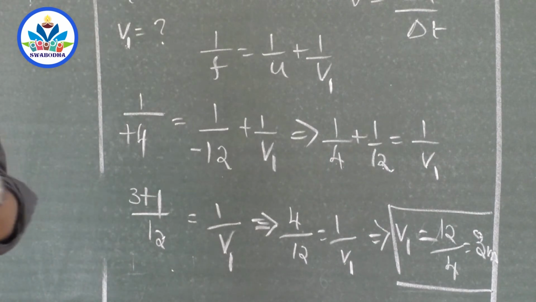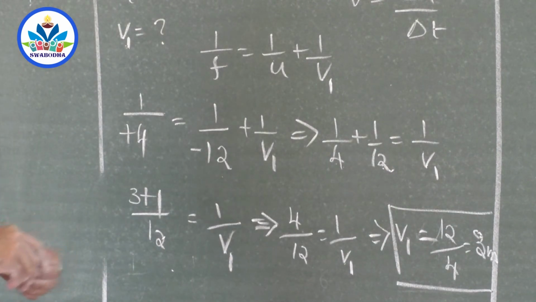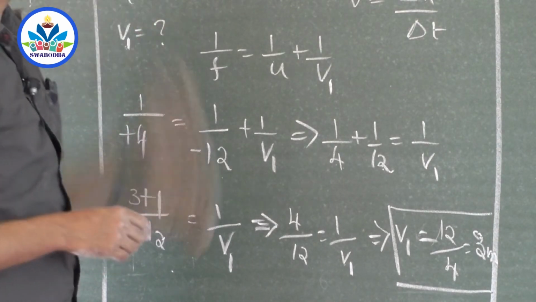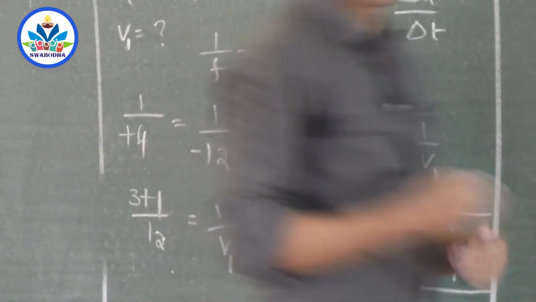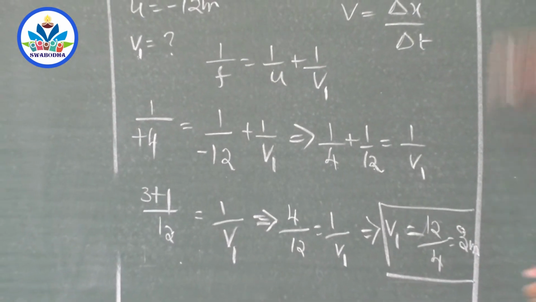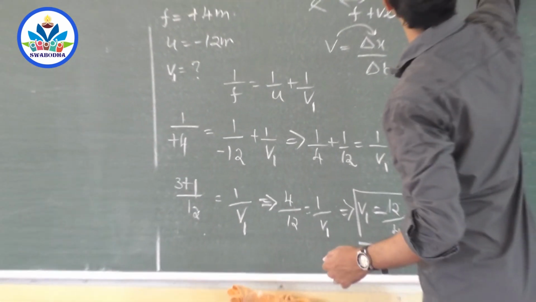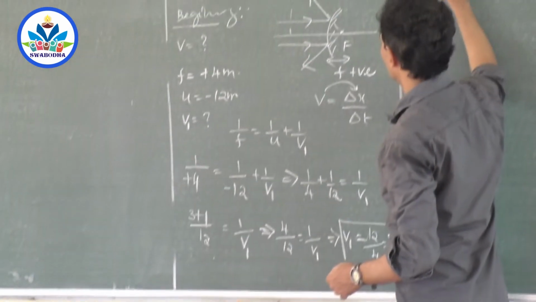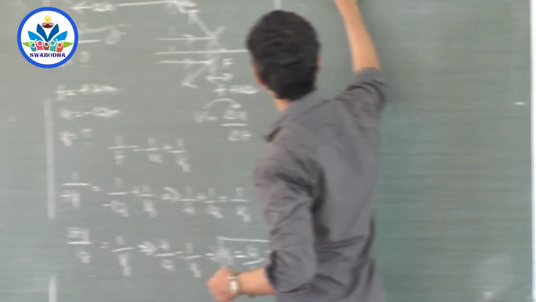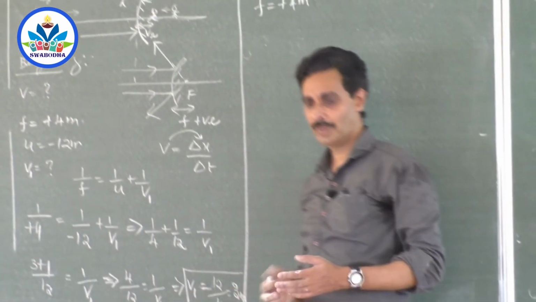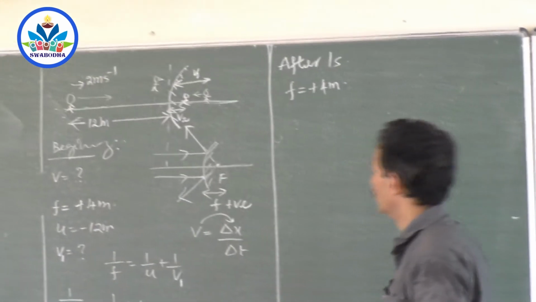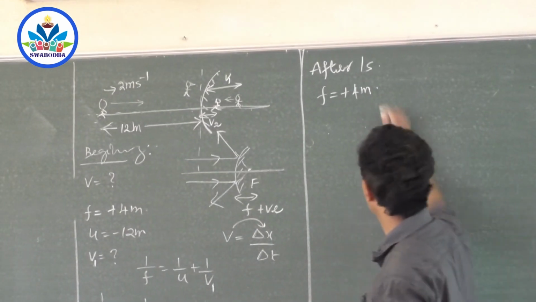Now allow the person to run for 1 second. Let him run for 1 second. In 1 second he will move forward by 2 meters. Now what is the new image distance? We will see. So after 1 second, what will be the story? Focal length of the mirror will be as it is, because it is the same mirror. The mirror will not keep on changing its focal length and radius as the person runs towards it. No, it is the same. It is a constant.